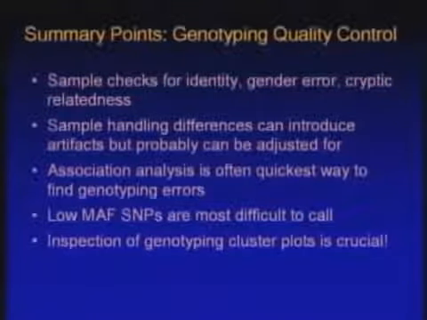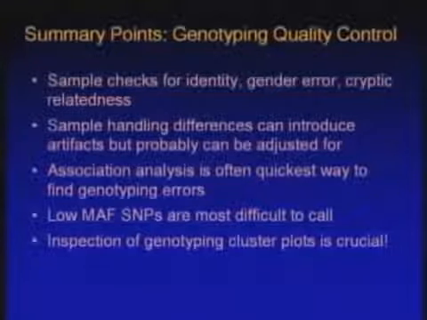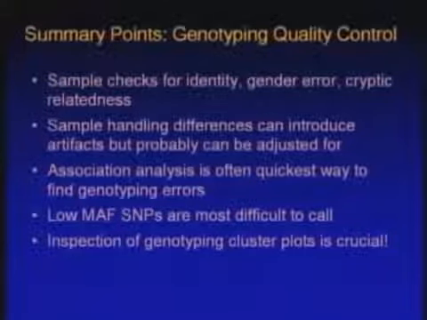So, kind of summary points for genotyping quality control. Sample checks are done for identity, for gender error, for cryptic relatedness. Sample handling differences can usually be adjusted for, but you have to be aware of them. And doing an association analysis is often the quickest way to find your genotyping errors. You'd like to think that that's how you find your real signals, but it's not.